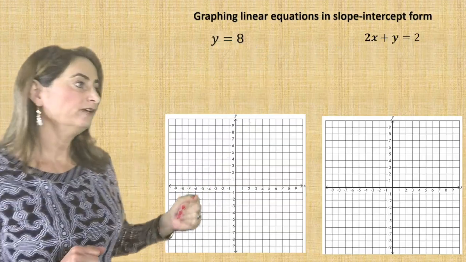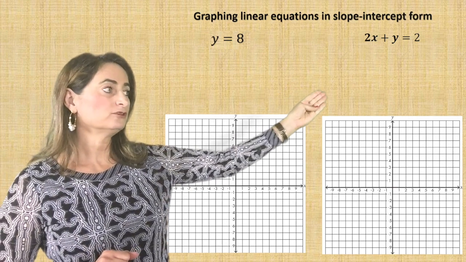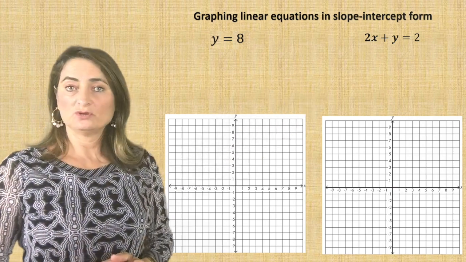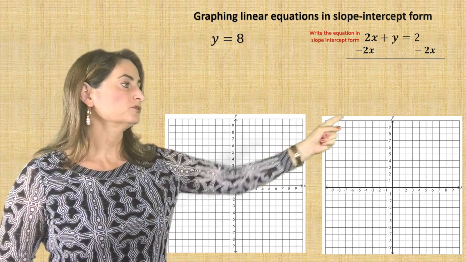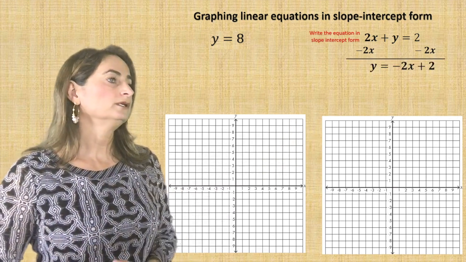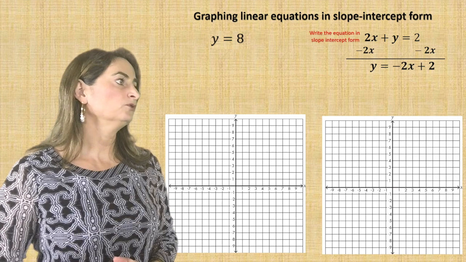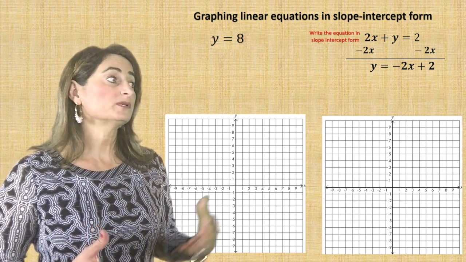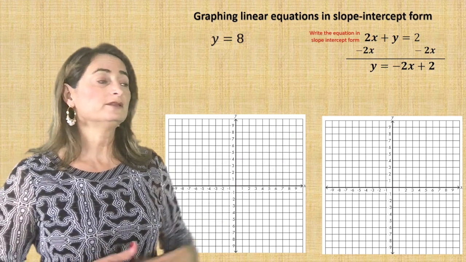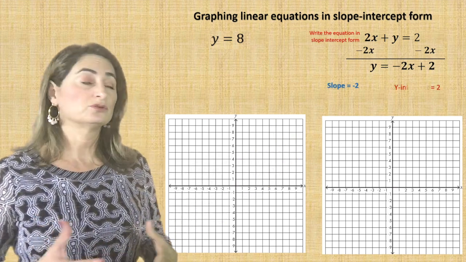Graphing linear equations in slope-intercept form. How can we graph it? If it's written in standard form, rewrite it in slope-intercept form. So get rid of the x first. Subtract -2x from both sides. You end up with y equals -2x plus 2. Now the slope is the coefficient, which is -2, and the y-intercept is 2.